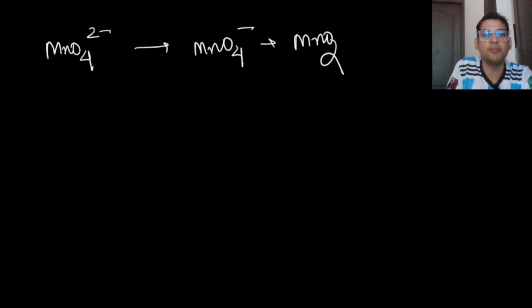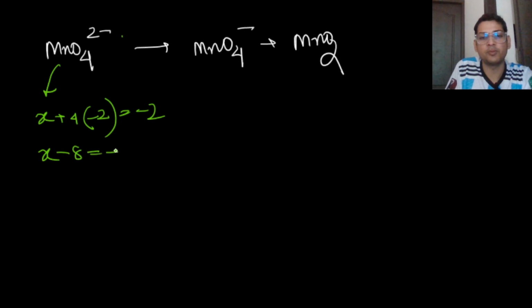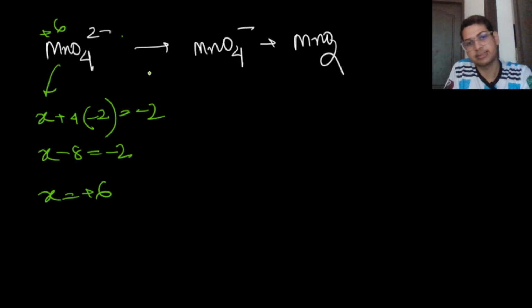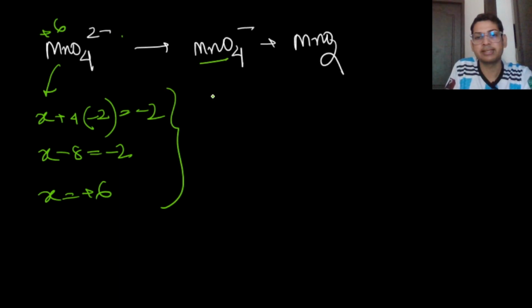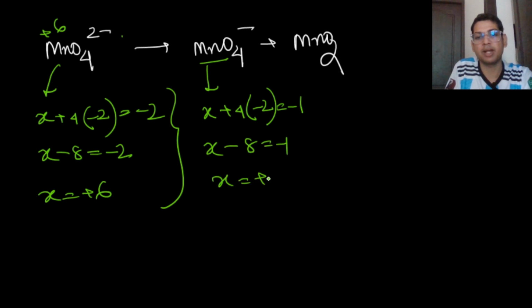So we will discuss for manganese. Very quickly we will calculate the oxidation number. Manganese I will take X, 4 oxygen it will be -2, overall it will be -2. So X minus 8 equal to -2, X equal to +6. So manganese is in +6 state. Manganese here I will take as X plus 4 into -2 is equal to -1. So X minus 8 equal to -1, X equal to +7. It is in +7 state.